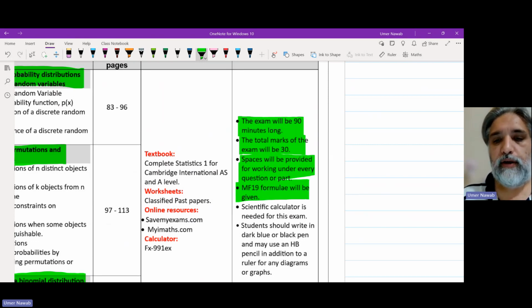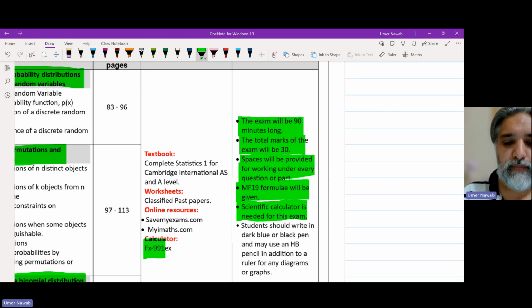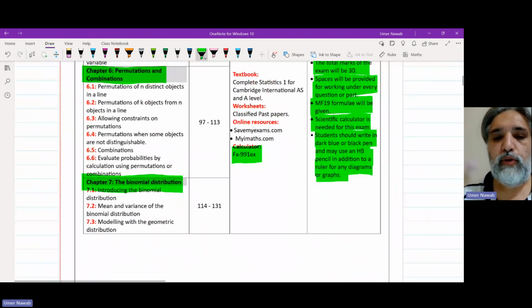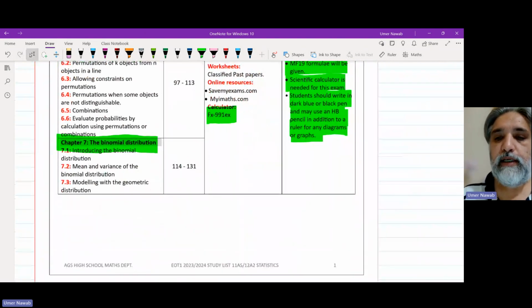MF19 formulae, which I will discuss with you after this, will be provided to you, and it will be enclosed in the exam. A scientific calculator, you are expected to bring with you, and the recommended calculator is FX991EX. Okay, so if in the exam you want to draw any diagram, we are allowing you to use pen, but pencil is recommended to draw the diagrams or graphs with a ruler.